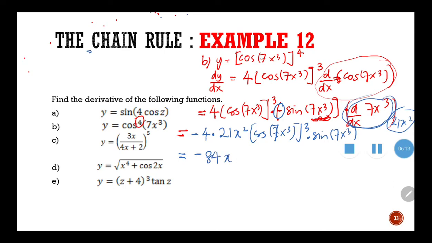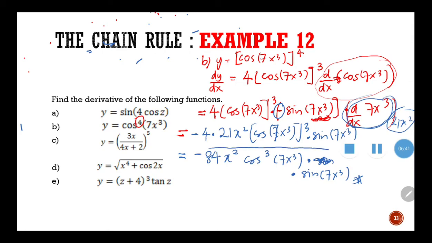x power of 2 cos 7x power of 3, okay, times with sin 7x power of 3. I want to write it neatly, so the 3 can go in the middle like the previous question. I can't see the sin, so I write it down here, in this area I can't write, sin 7x power of 3. So this is our final answer.